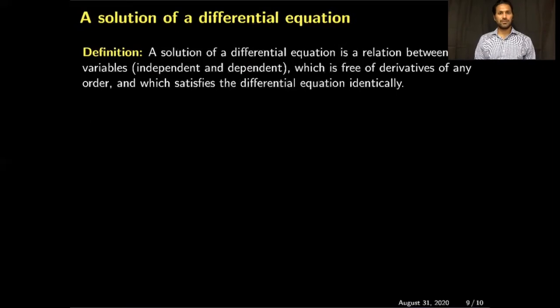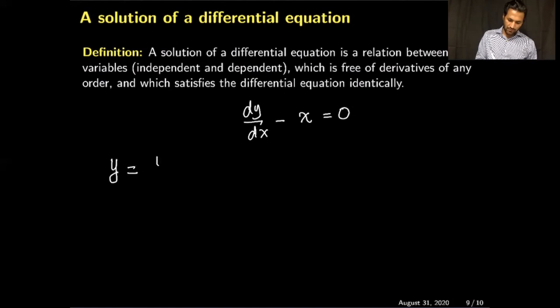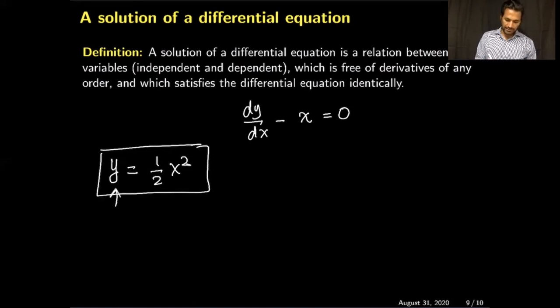Our last topic in this video is: what is a solution of a differential equation? A solution of a differential equation is a relation between variables, independent and dependent, which is free of derivatives and which satisfies the differential equation identically. For example, if you have a differential equation dy by dx minus x is equal to 0, and you can find a function y in terms of x, in this case 1/2 x square, this is a relation between the dependent variable y and the independent variable x, which satisfies the differential equation.